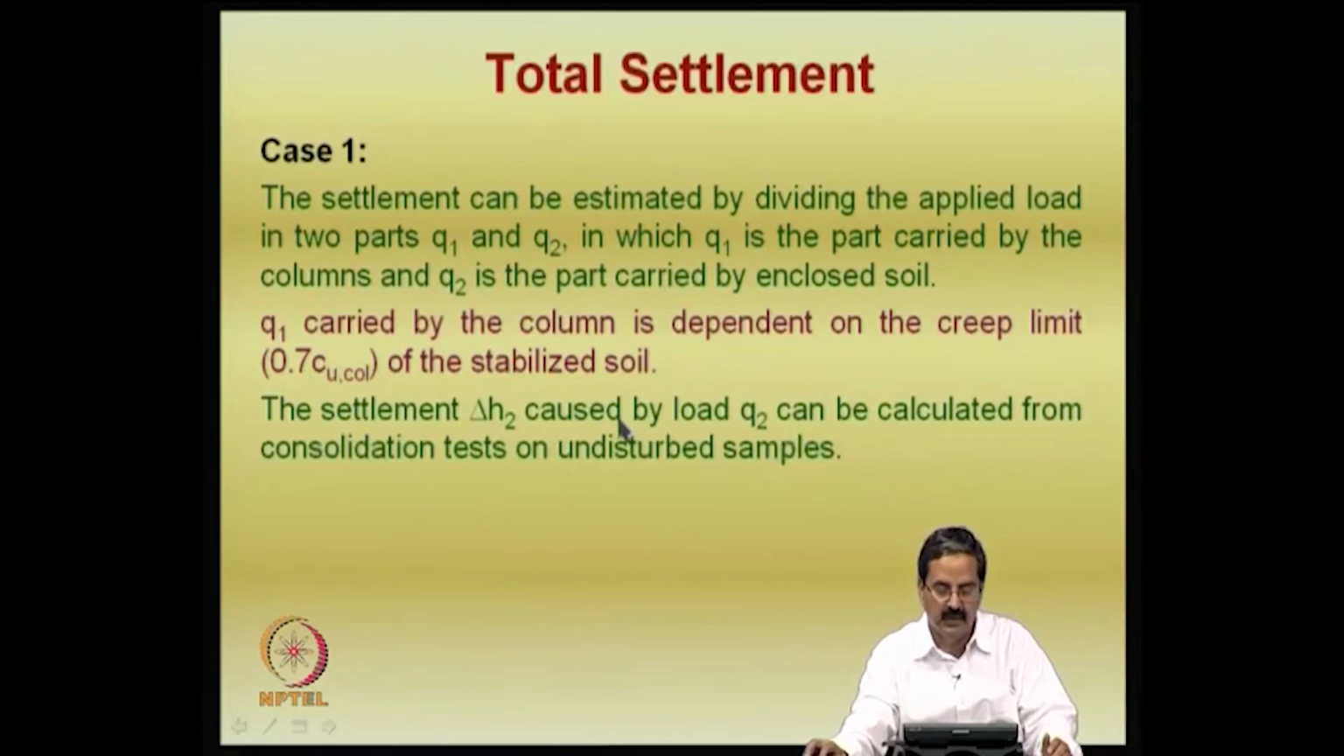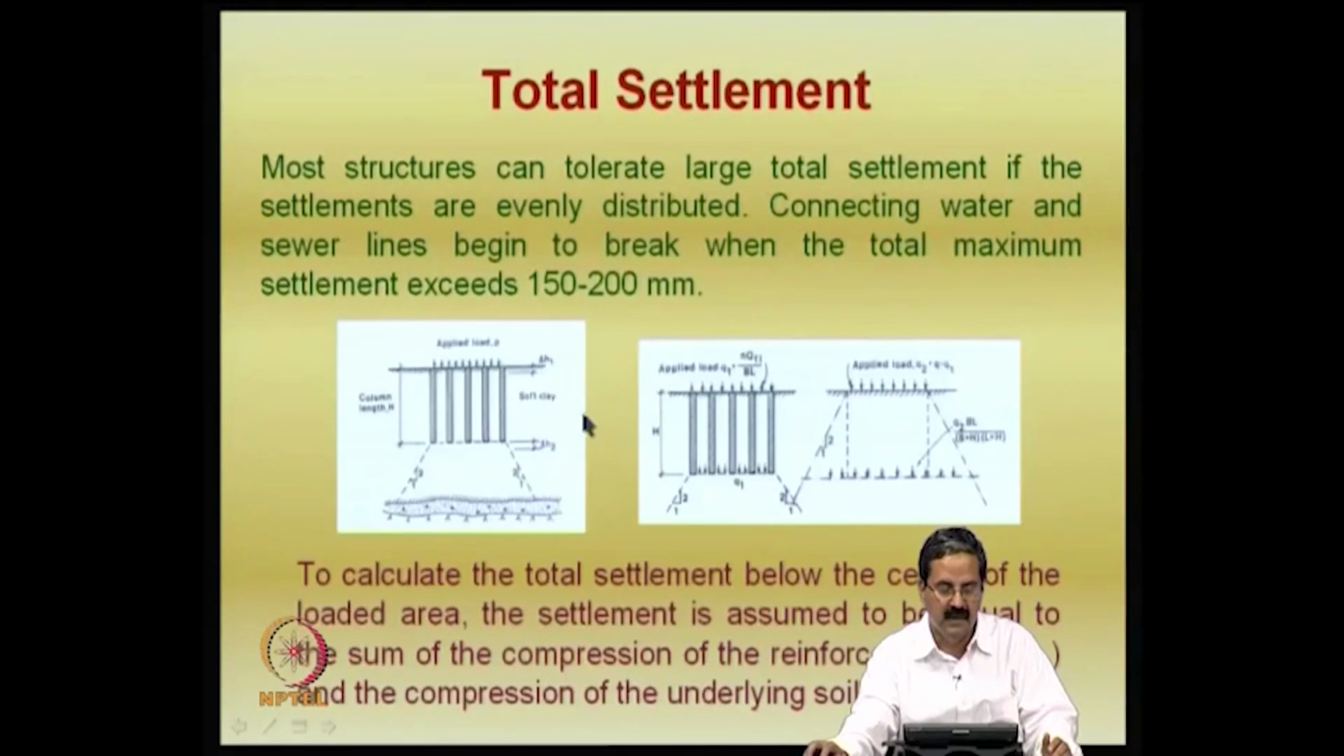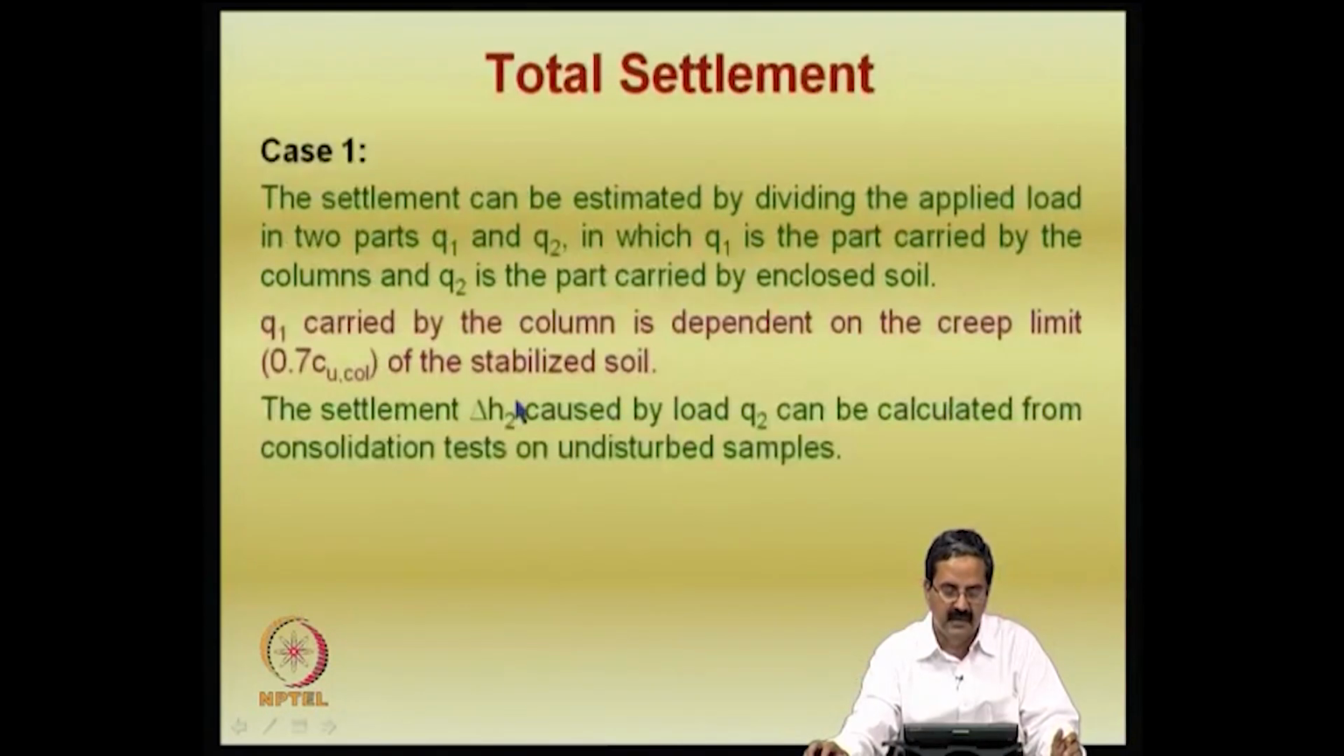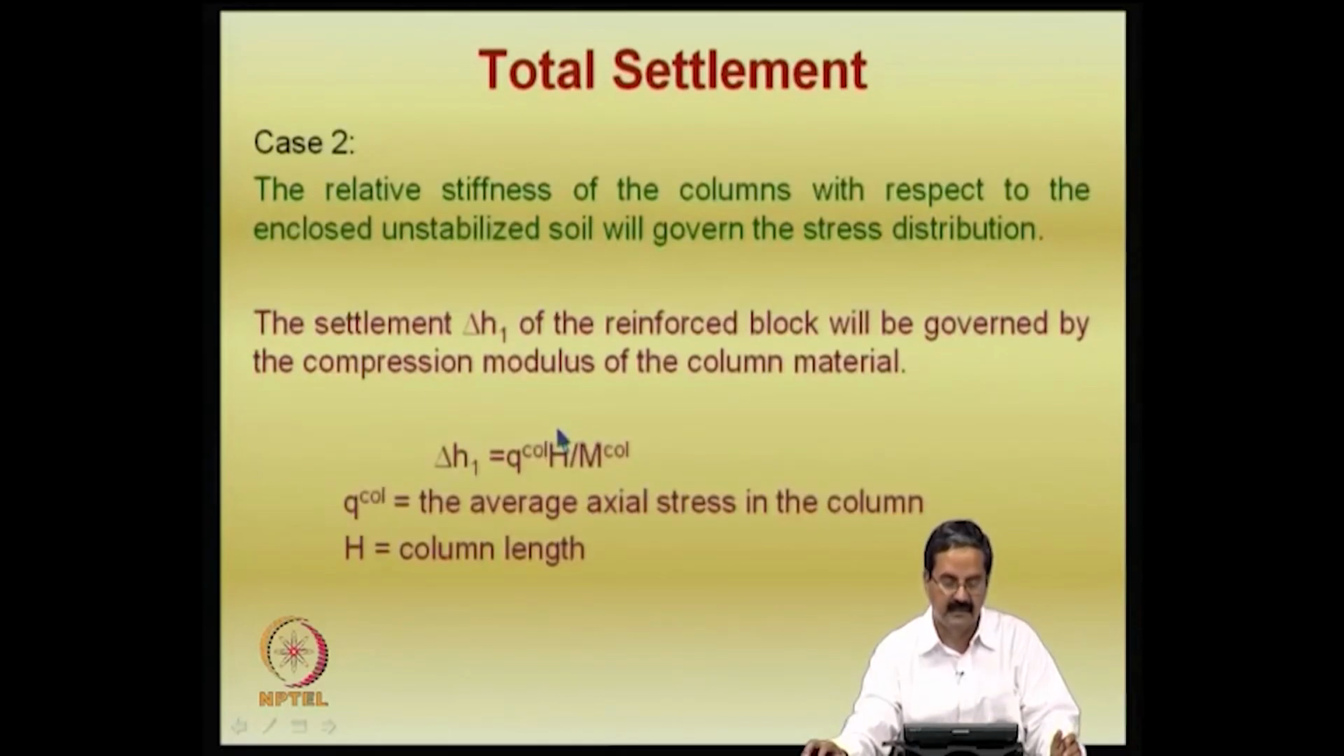The settlement delta H2 caused by Q2 can be calculated from the consolidation test on samples. As I just mentioned in the previous class, the soil is there, and then the lime column material is there. The lime column material has some settlement, and the soil between the two lime columns is also clay. So, the settlement delta H2 caused by the load can be calculated from the consolidation settlements and other samples. This is another important point that one should see.